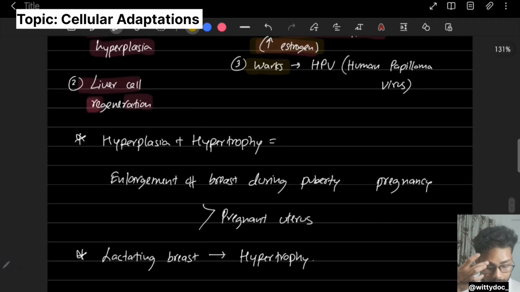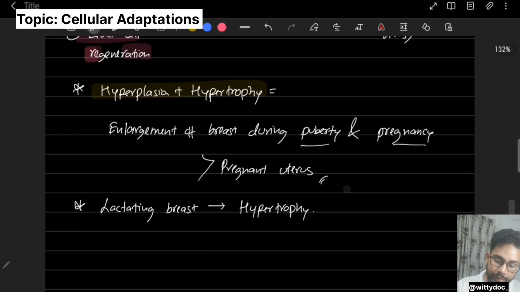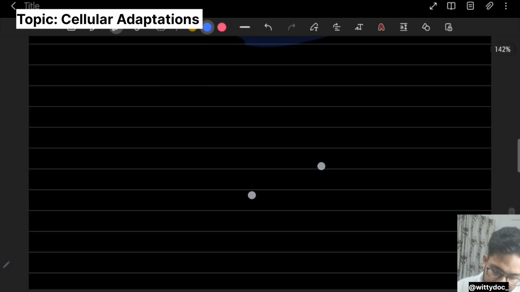Okay. Another important point is hyperplasia and hypertrophy seen together. There are some situations. The most prevalent situation is enlargement of the breast during puberty and pregnancy. So in puberty and pregnancy, we can see enlargement of the breast, which is due to hyperplasia as well as hypertrophy. Another example is the pregnant uterus. In the lactating breast, only hypertrophy is seen, not hyperplasia. Okay, the size increases, not the number of cells.